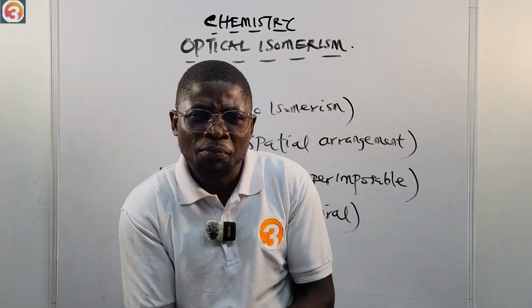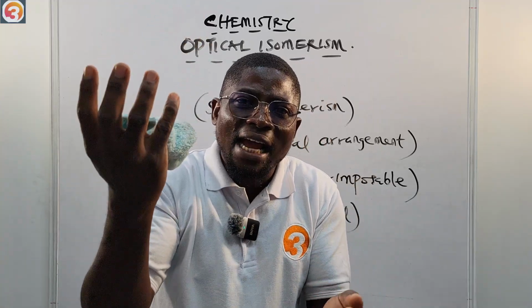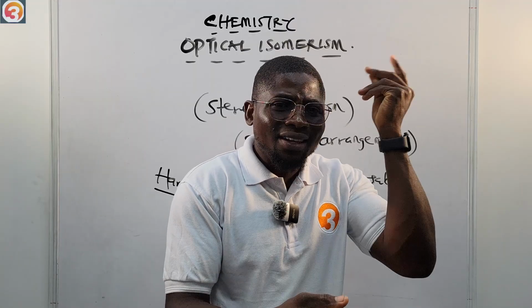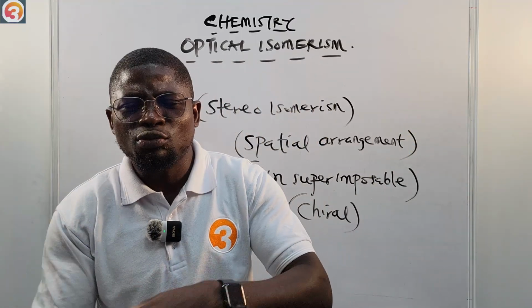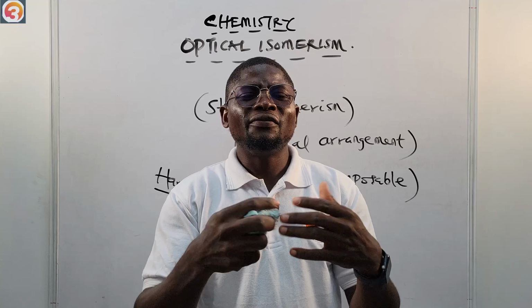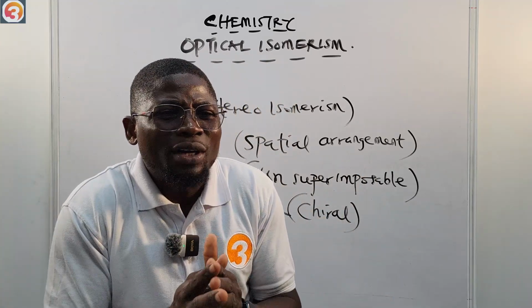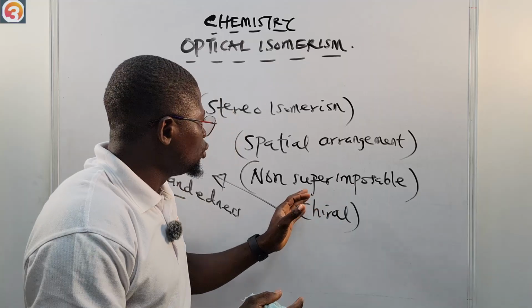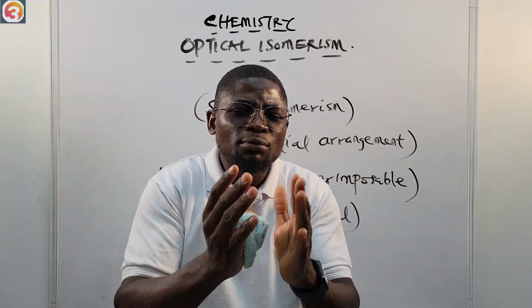But if you have seen a normal glove that you wear, you cannot put the left hand glove on your right hand. Will it fit? It will not fit. So you cannot put the right hand glove on your left hand. It will also not fit. So they will not fit each other. That means they are non-superimposable. You cannot superimpose them together.